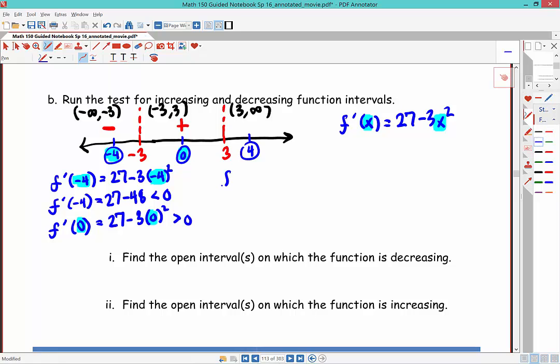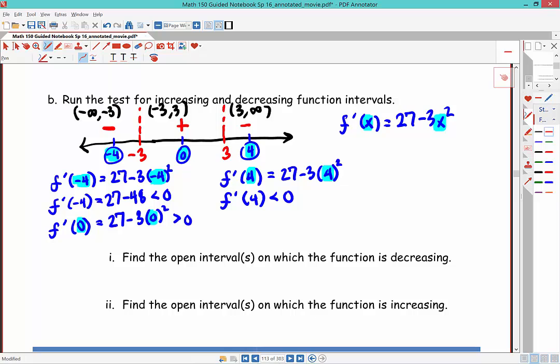All right. So now let's do f prime at 4, and that's going to be 27 minus 3 times 4 squared. And do you see, we'll end up getting the same result that we got for f prime at -4. So that ends up being less than 0. Okay?